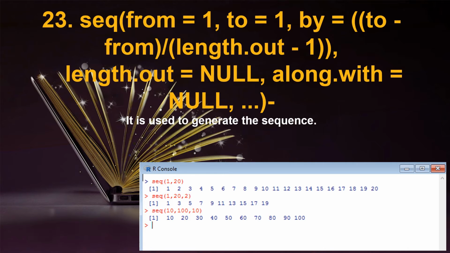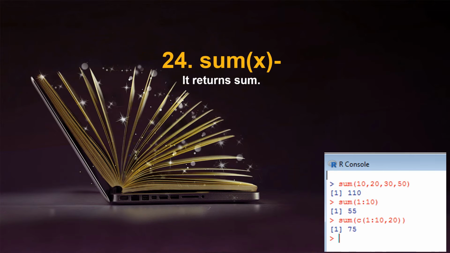The second example, sequence of 1, 20, and I have written the step 2. So the output will be 1, 3, 5, 7 to 19. The third example, starting will be 10 and ending will be 100. So it will print 10, 20, 30 like that.